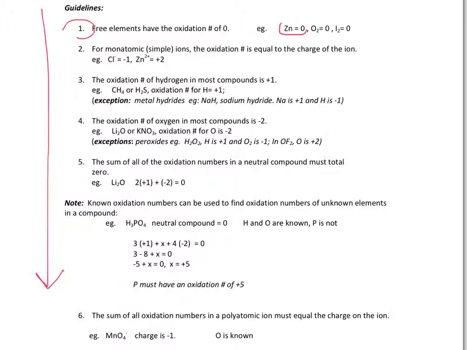For instance, zinc by itself, because that's the way it appears in nature, has an oxidation number of 0. There's no charge on that. O2, oxygen, has an oxidation number or a charge of 0 when it's by itself. P4, S8, and so on.